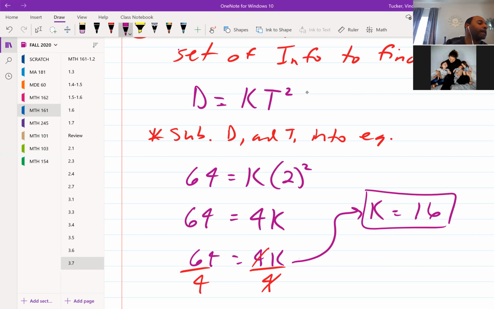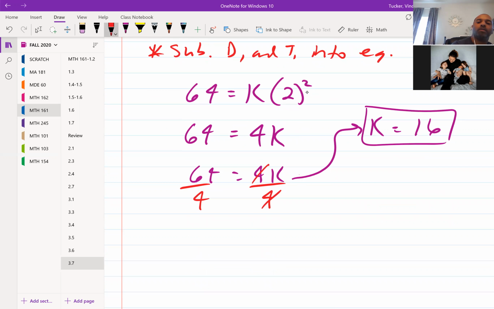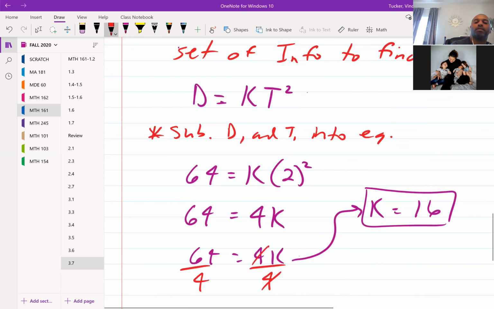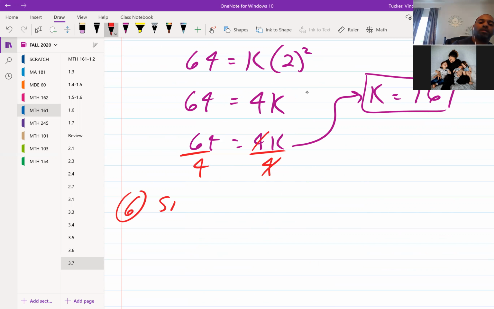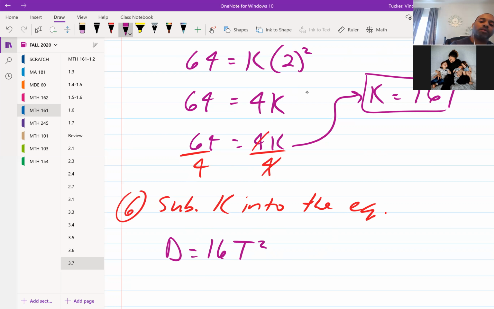Any problems with that? So now we go ahead and put K into the formula or the equation. So D is equal to 16T squared.